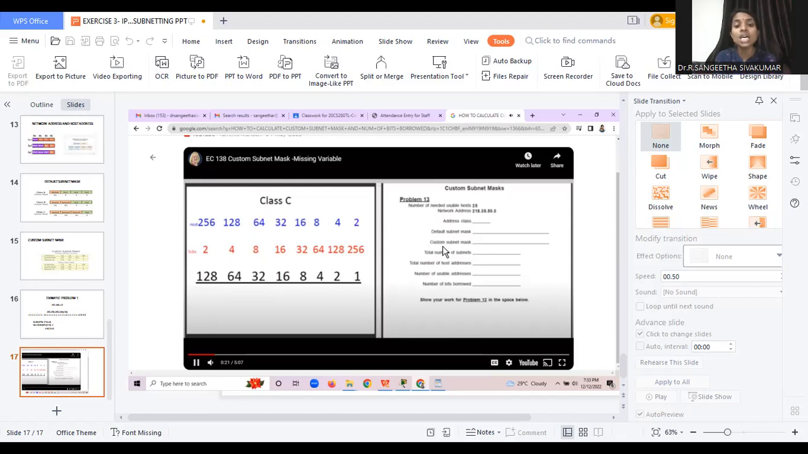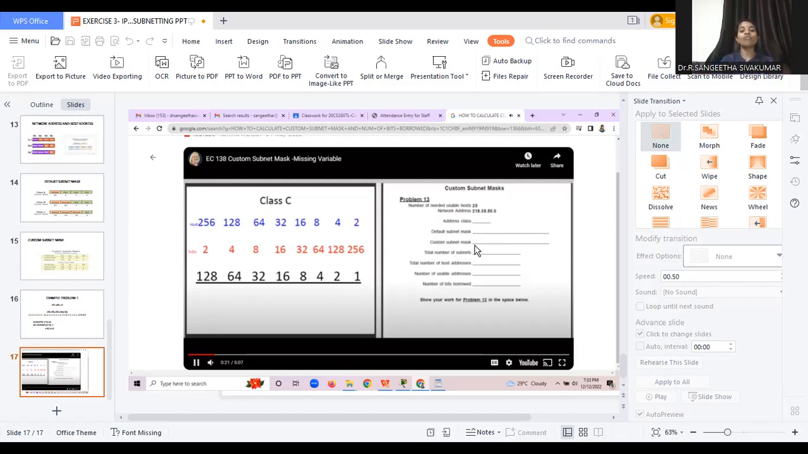Now, finally, we can calculate the custom subnet mask. How can we calculate the custom subnet mask? The custom subnet mask can also be calculated from the third line, which is the number of bits. As we already know, there is an imaginary line between 32 and 16. Now we have to calculate the exact bits, that is 128 plus 64 plus 32. That will give you a value, and that value will be equal to the custom subnet mask.